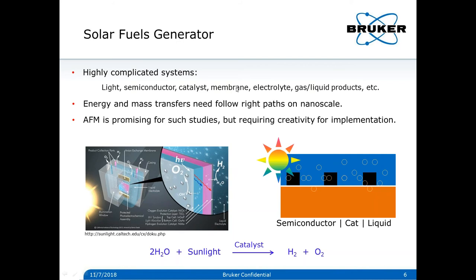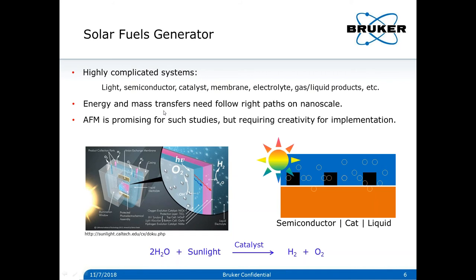And of course, everything runs in electrolyte, because we're talking about water with CO2 and with sunlight. And the product is a gas or liquid product, as I mentioned. For this device, the energy and mass transfer need to follow the right path on the nanoscale and, of course, on the device level. And we need to understand them first before we design an efficient device.